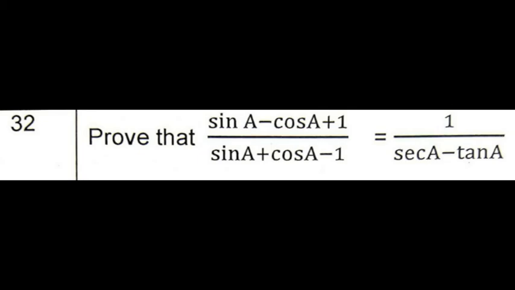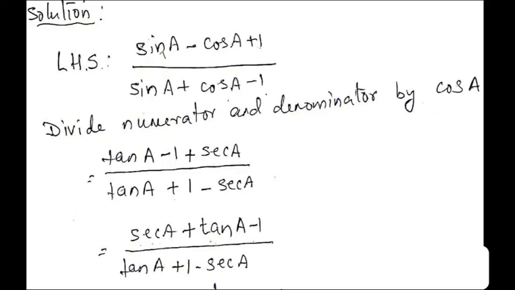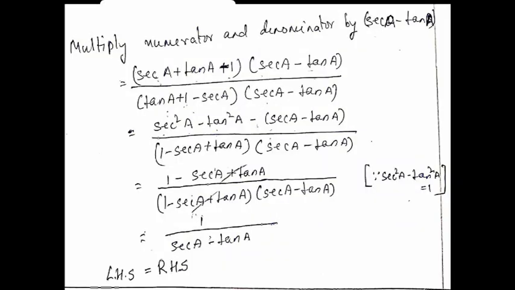Question number 32. Prove that sin A minus cos A plus 1 divided by sin A plus cos A minus 1 is equal to 1 upon sec A minus tan A. Take LHS, divide numerator and denominator by cos A. And multiply the numerator and denominator by sec A minus tan A. Finally, you get LHS is equal to RHS.